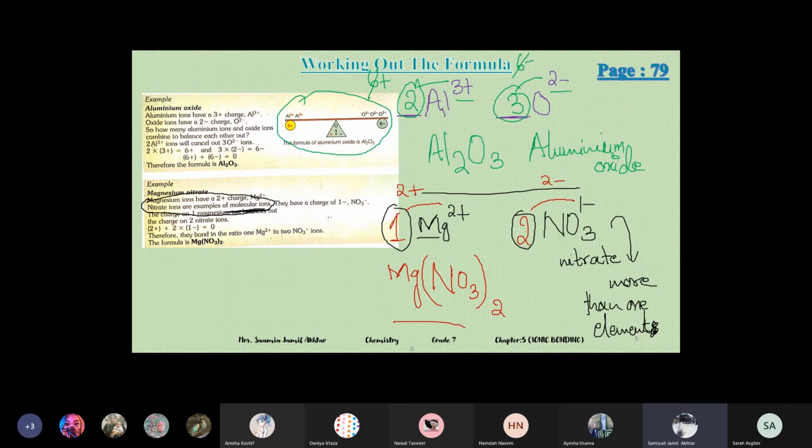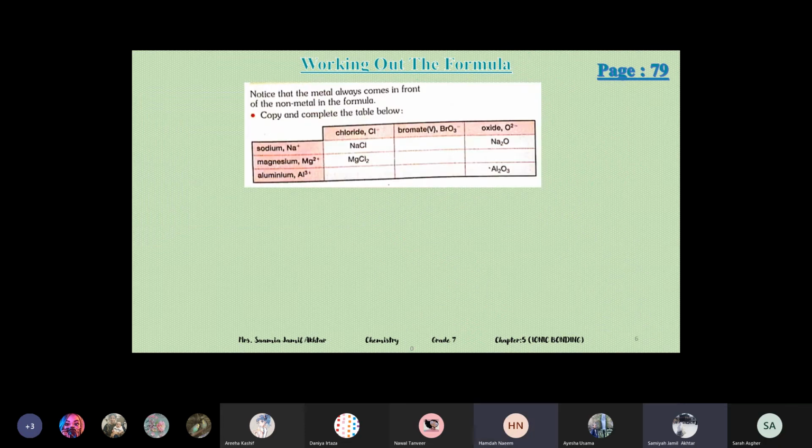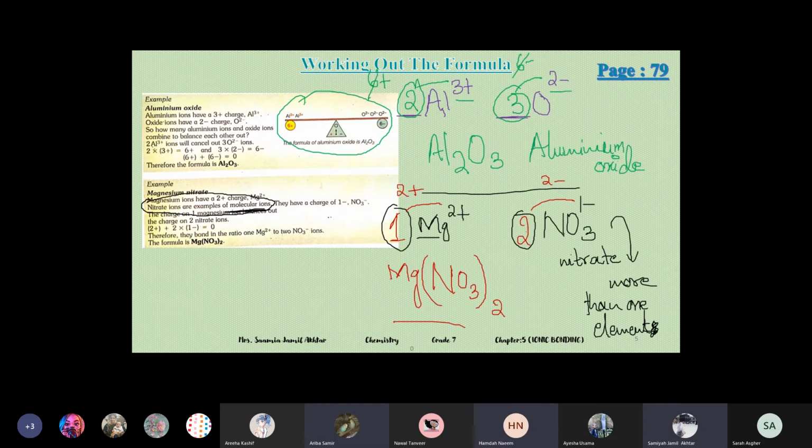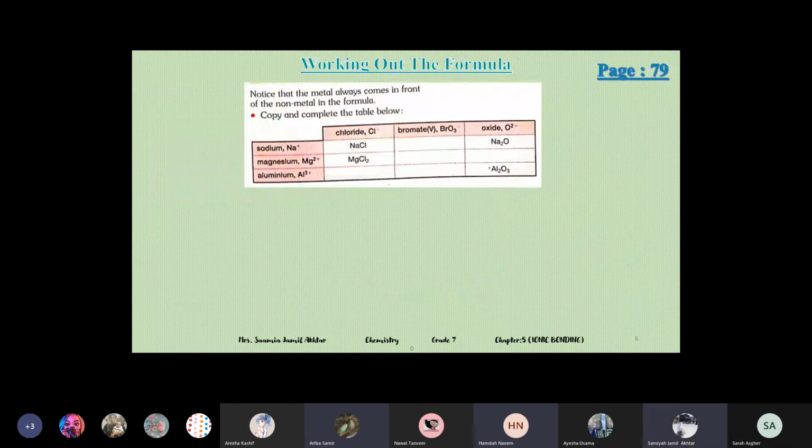Now on the same page, there is a table which we have to complete. Notice that the metal always comes in front. Teacher, can you go on the other slide? Okay, now we have to copy and complete the table below, but no need to copy, just complete it. Sodium chloride is already solved.